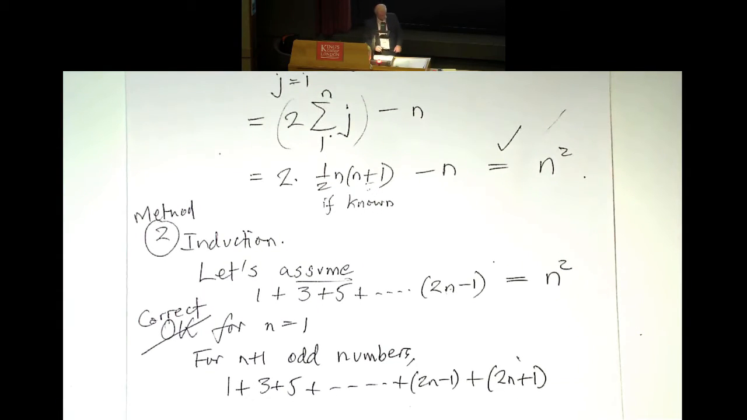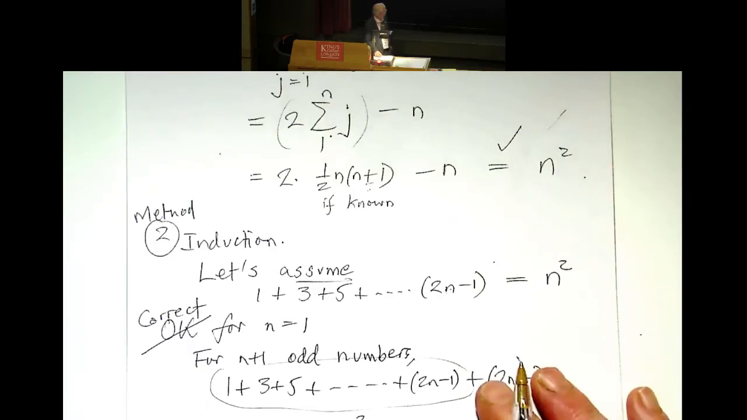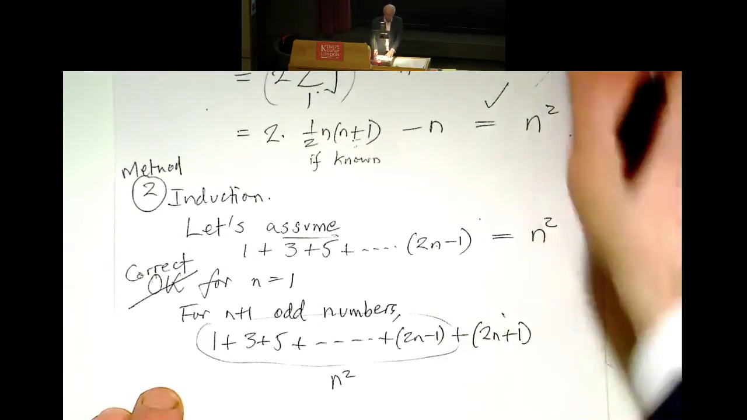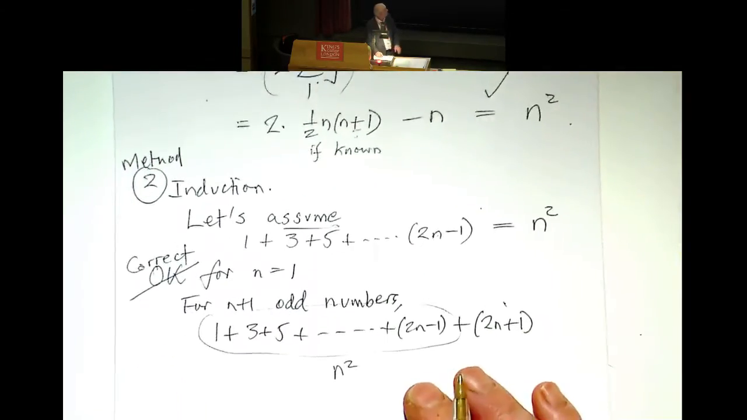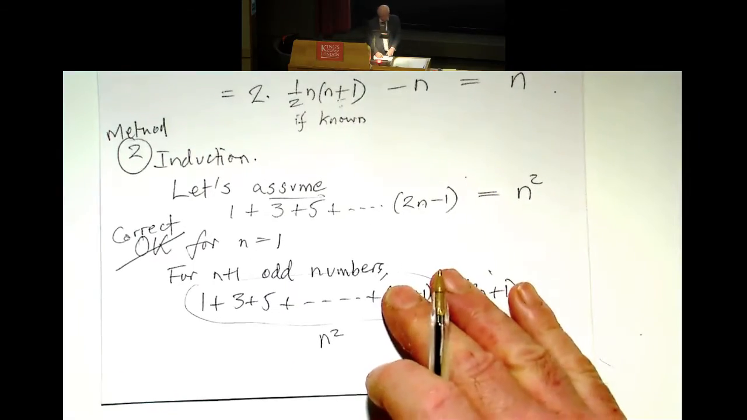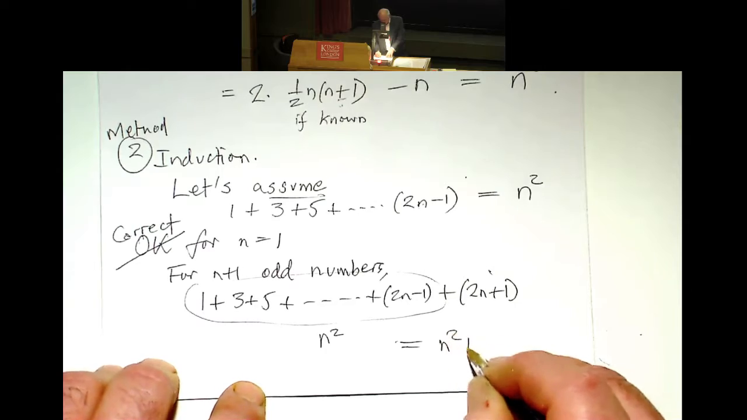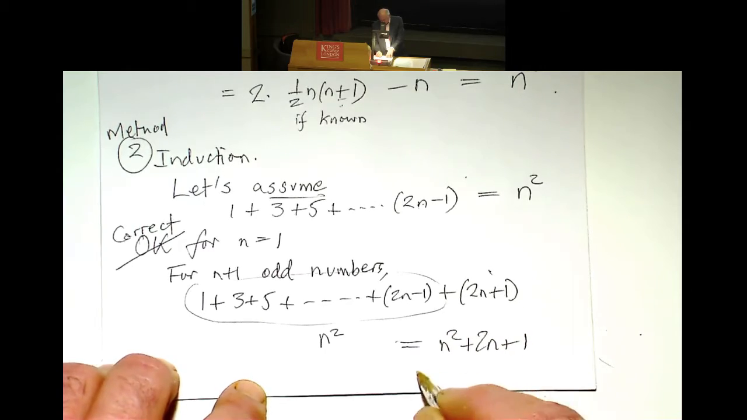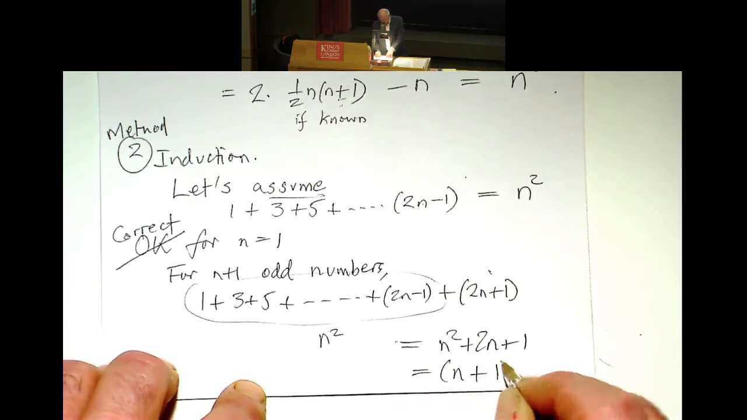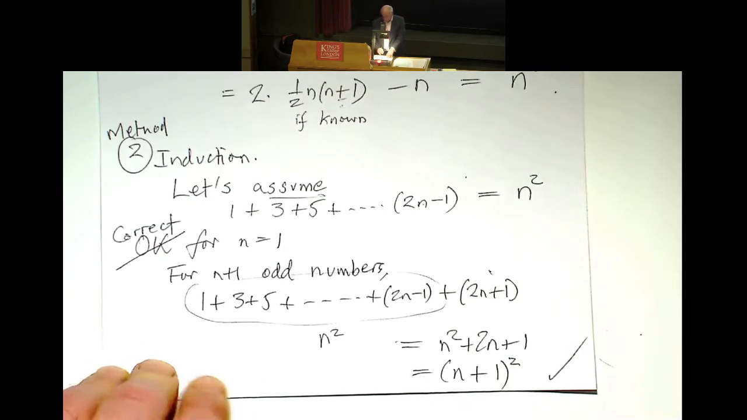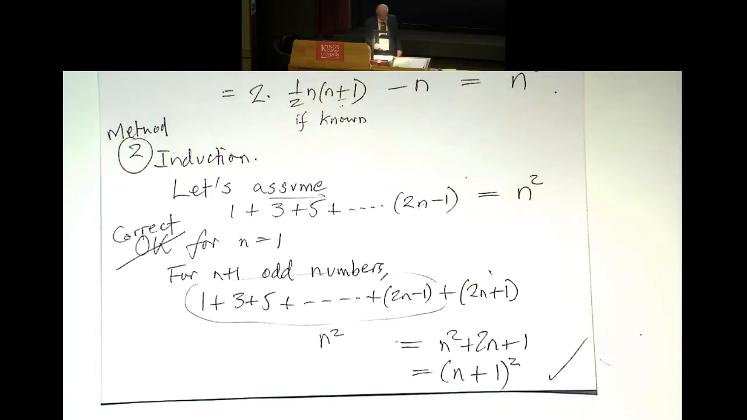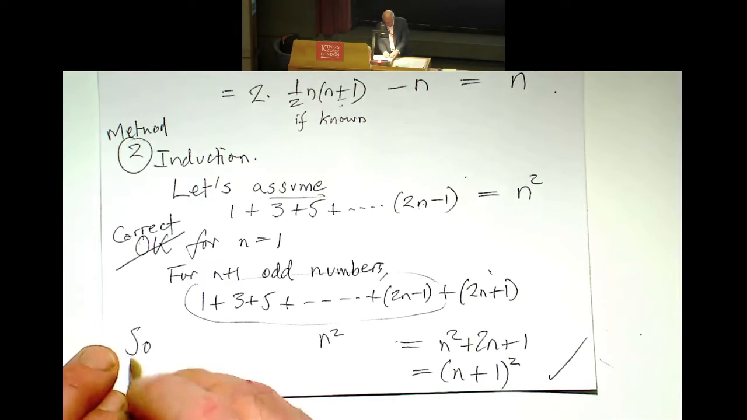And what is that? Well, we already know by hypothesis that all this stuff is n squared. That's the induction hypothesis. We can assume that. Okay, so what we have, therefore, is that the whole lot is equal to n squared plus 2n plus 1, and that's exactly what we wanted, because that's n plus 1 all squared. So that's correct. That means that the induction proceeds, and the proof is complete.